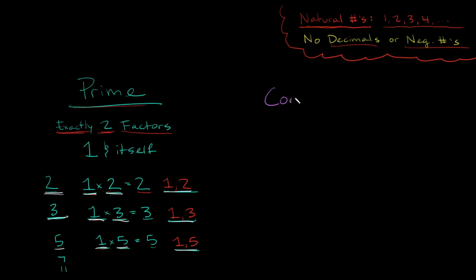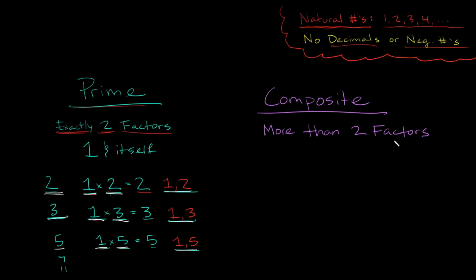So what are composite numbers? Composite numbers are kind of the opposite of prime numbers. Prime numbers have exactly two factors, so composite numbers have more than two factors. Or another way we could say this is that composite numbers have 3 or more factors. Let me give you a few examples of composite numbers.